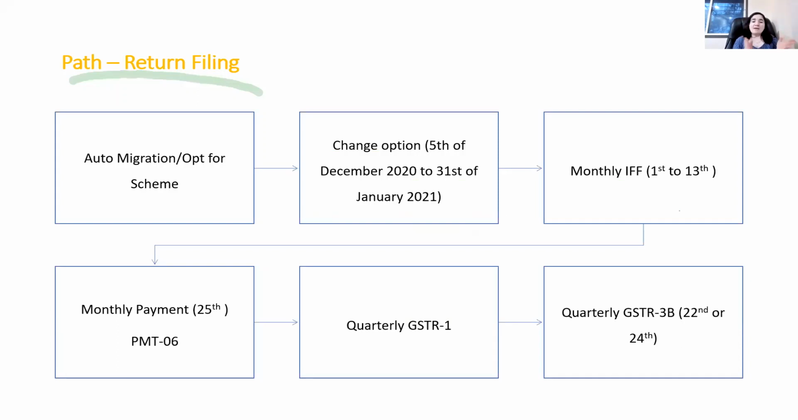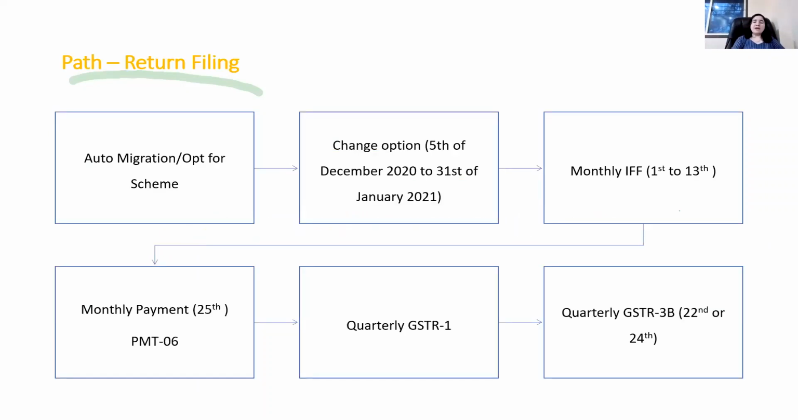Then this option can be exercised in any quarter of the year. There is no bar, only a specific period is given. Now the monthly IFF is available from the 1st to 13th of the succeeding month for the previous month. Then the monthly payment is on the 25th of the succeeding month. Then quarterly GSTR1 and quarterly GSTR3B, as now, whatever you are filing monthly, under the scheme has to be filed quarterly.